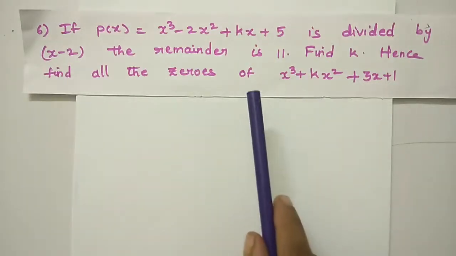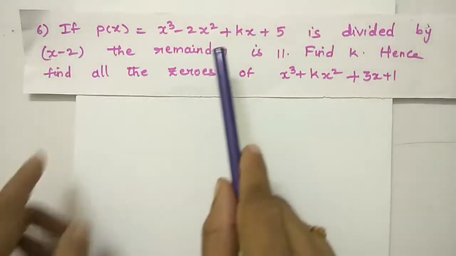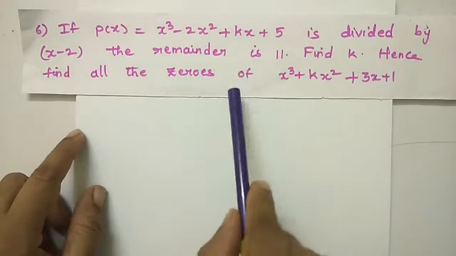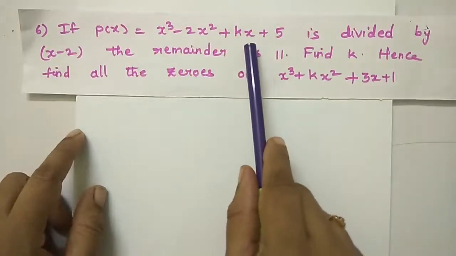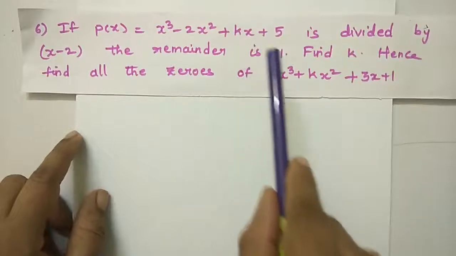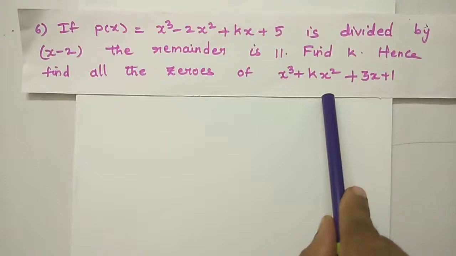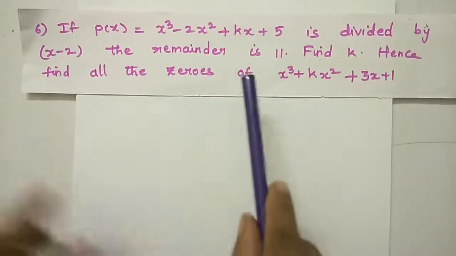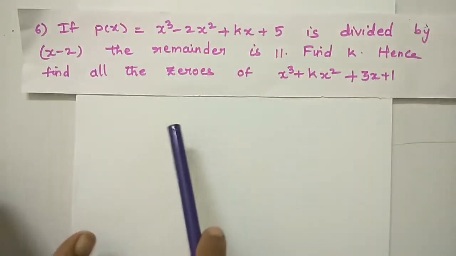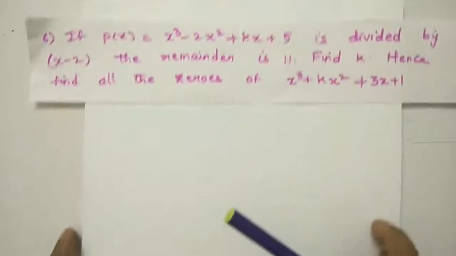On seeing the question, you might have got confusion, but it is very clear. This question contains two parts. In the first part, you have to find the value of k from this p of x. That value of k we have to substitute in this, and from this polynomial we have to find the zeros. So this question is of two parts, two problems. Okay. First let us find the value of k.